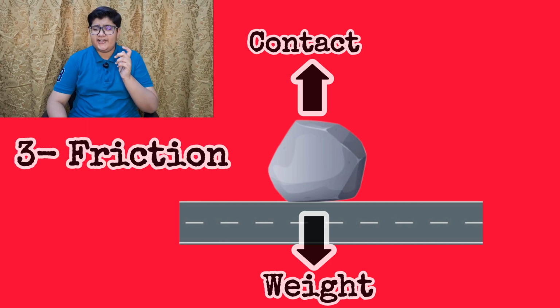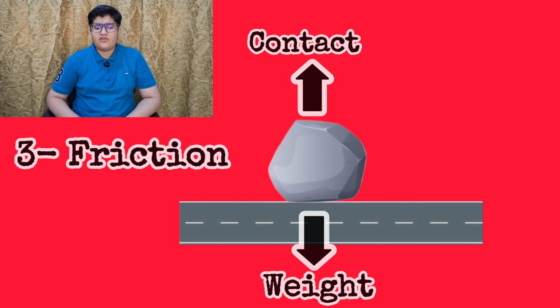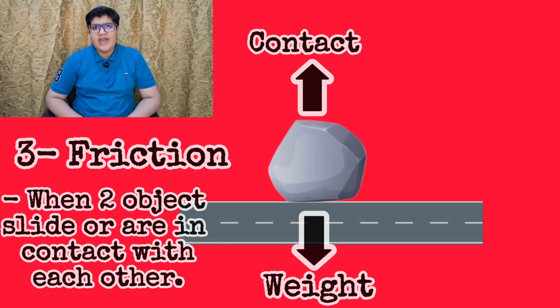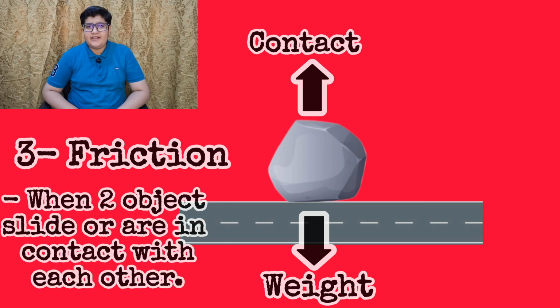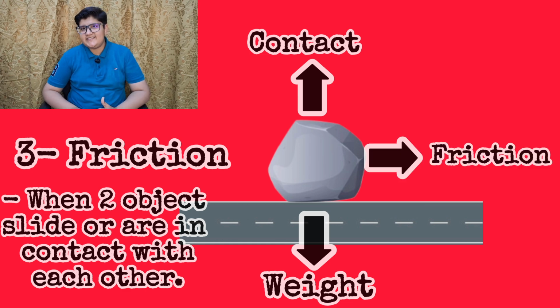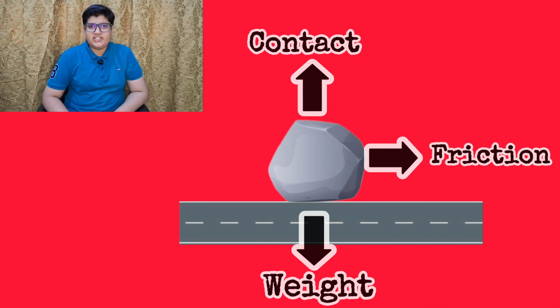Number 3, we have friction. Friction force is when two objects come in contact with each other and slide. For example, when the rock slides on the road, the friction force increases towards that side. If the rock slides towards the right side, the friction force will increase as the rock is in contact with the road while it is sliding. Opposite to the friction force, next we have the wind force.